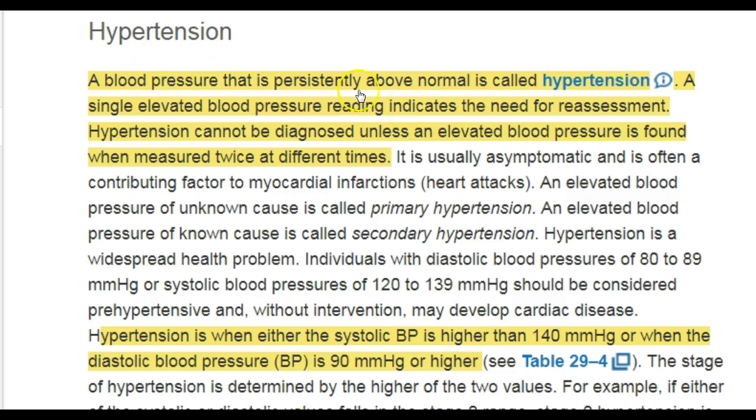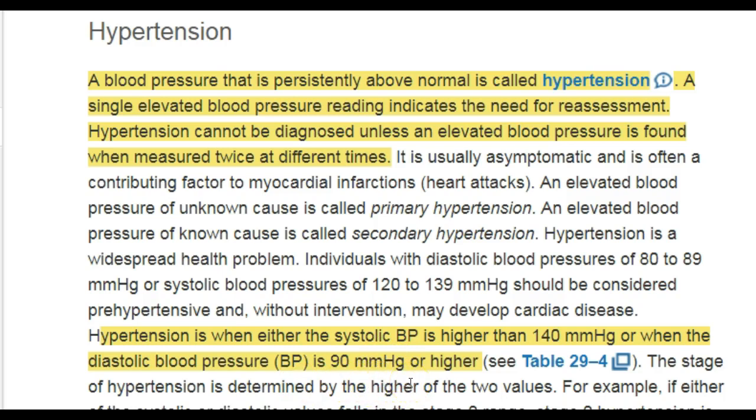A blood pressure that is persistently above normal is called hypertension. And know, as you continue to read, that when patients come in and have a high blood pressure, they have to have 2 high readings at 2 different times to say that they have high blood pressure. Now, down here where I highlighted, high blood pressure is when either the systolic is higher than 140 or the diastolic is 90.